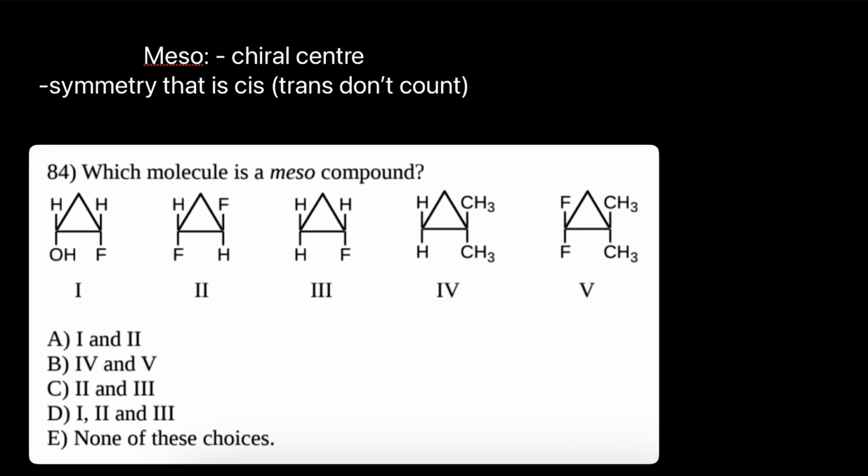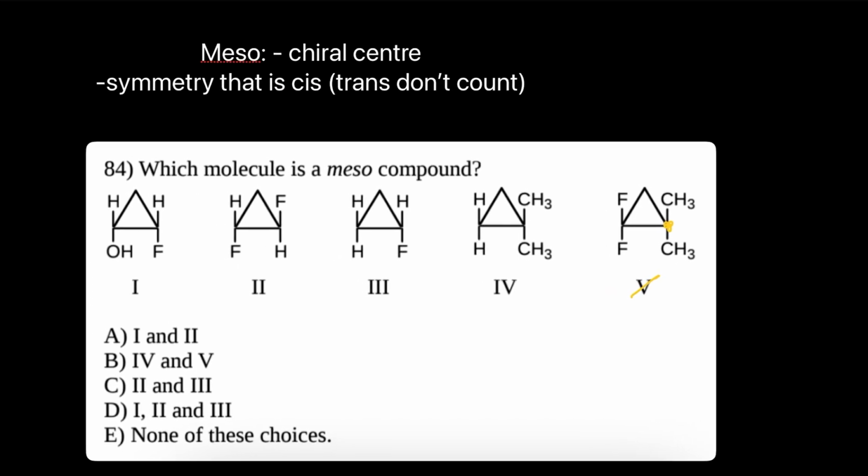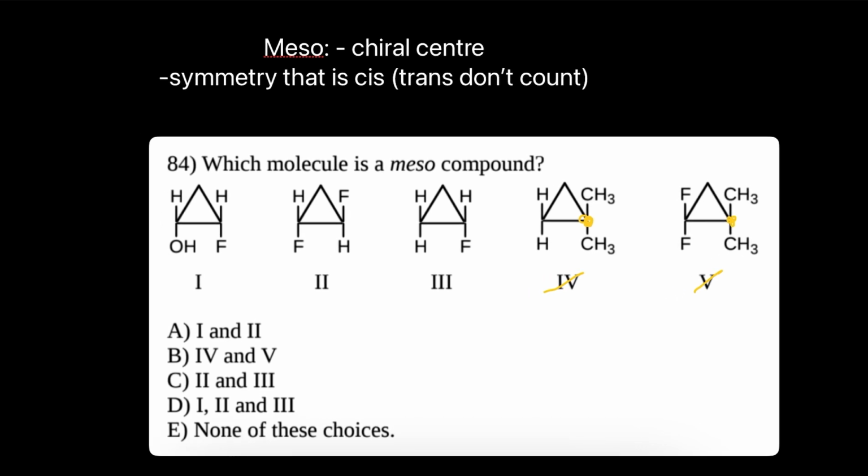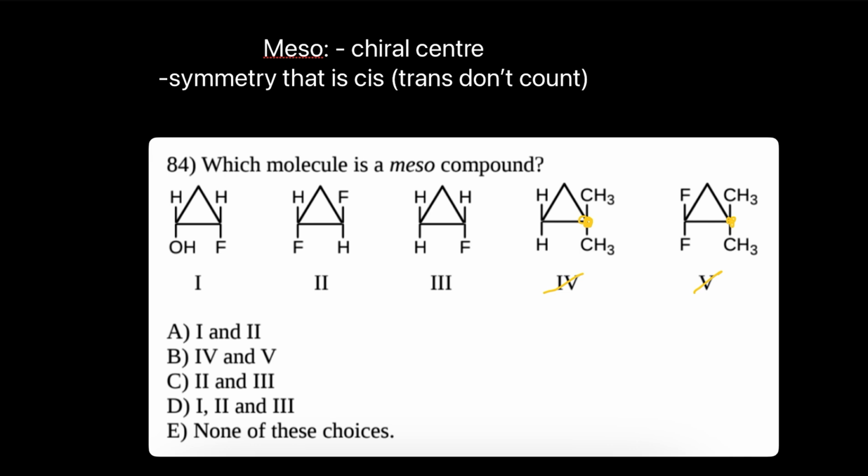So first, let's look for our chiral centers. A chiral center means a carbon has to have 4 different groups. And here, this is not a chiral center, so it cannot be V. And here, this is not a chiral center because it's bonded to 2 of the same groups. What about 1?